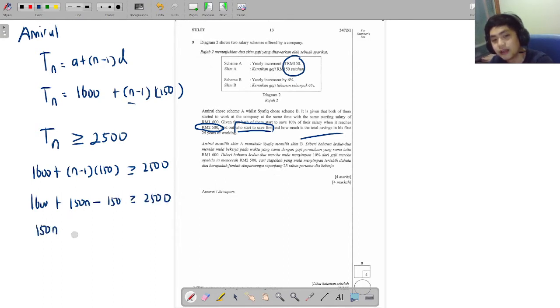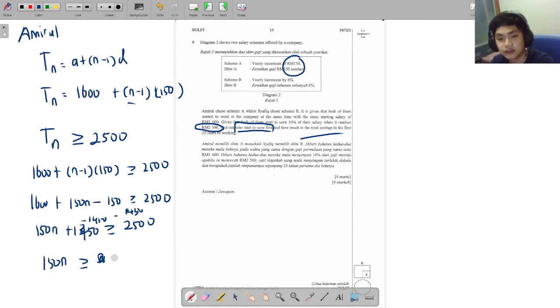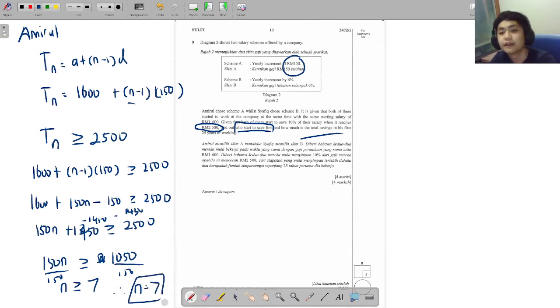So I'm just going to make n the subject. So 1,006 minus 150 is 856, greater than or equal to 2,500. Minus 856 on both sides. So 150n is greater than or equal to 2,500 minus 1,450, which is 1,050. So n is greater than or equal to, divide by 150 on both sides. How much is that? Is that 7? Oh, that's 7. So n is greater than or equal to 7. Therefore n is equal to 7. So it took 7 years for Amirul to reach that amount.